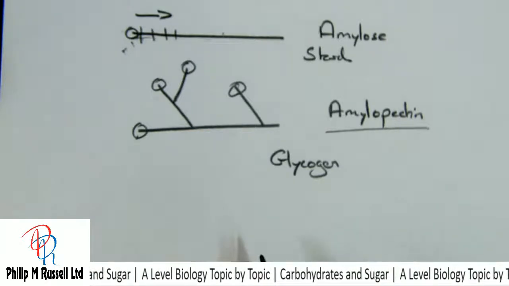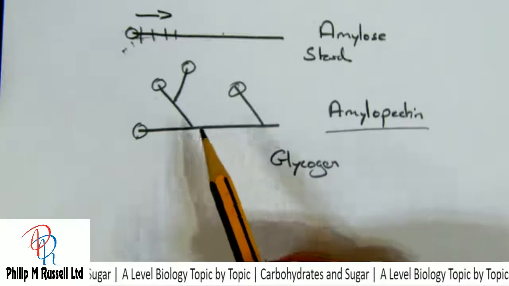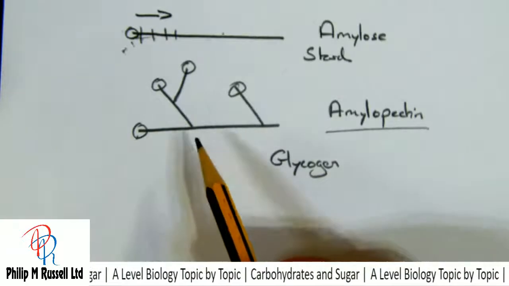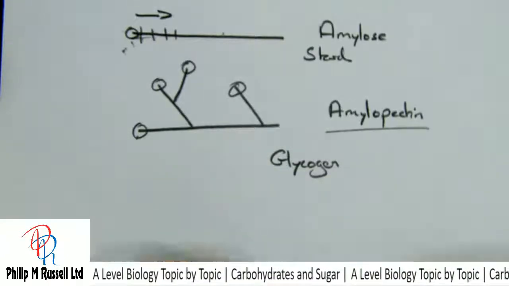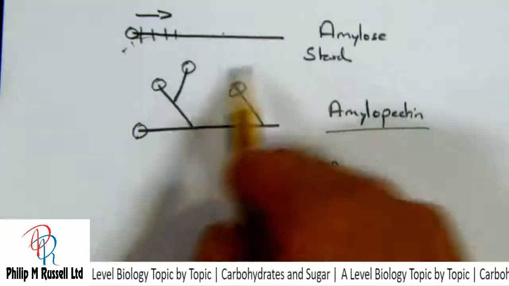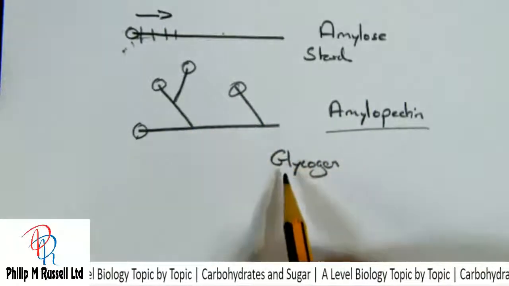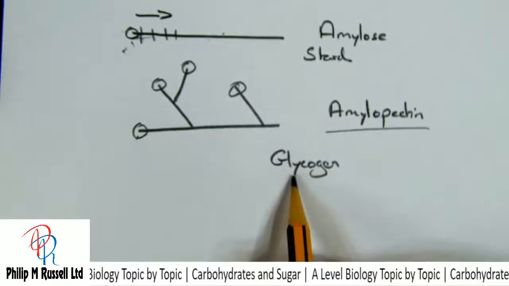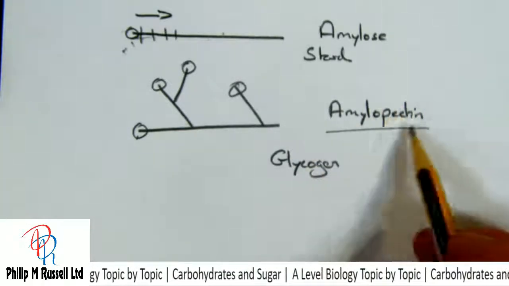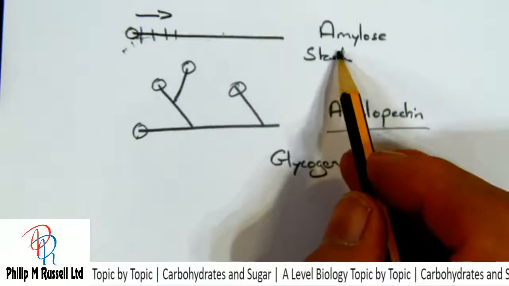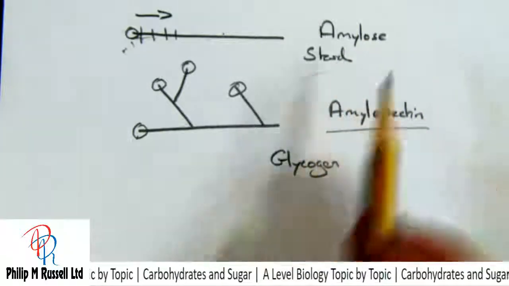It's still branched, so it's also going to be insoluble, and it's also going to be quite compact. So we have here a much faster means of getting glucose using glycogen, the amylopectin layout, rather than just using amylose starch.